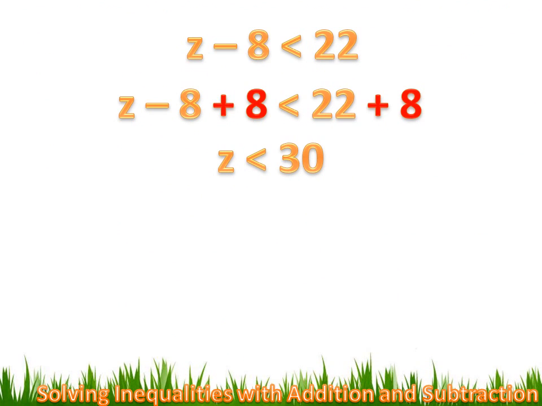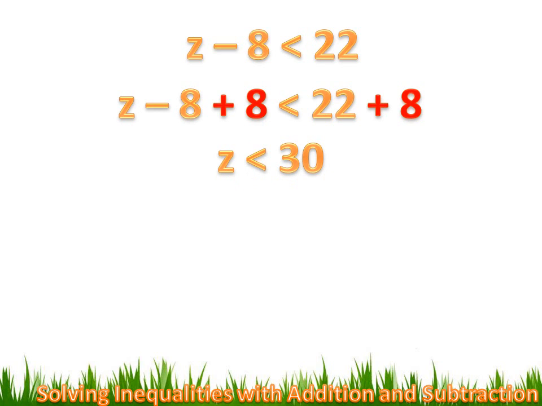Well, we just solved an inequality. z minus 8 is less than 22, and we solved it and concluded that z was less than 30. Did we do that right? Well, I think we did. That was a pretty easy one, but at some point you're going to deal with some more complicated inequalities, and you may want to test them to make sure you did it correct. How do we test this?